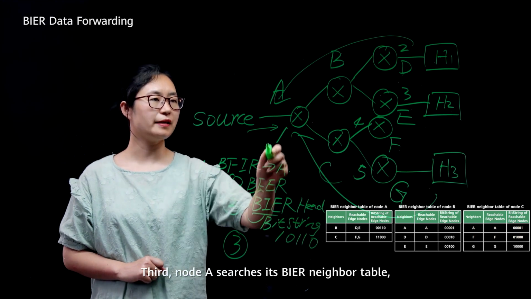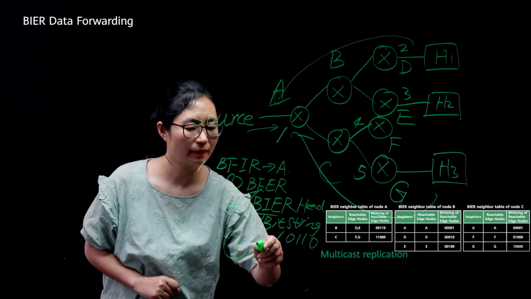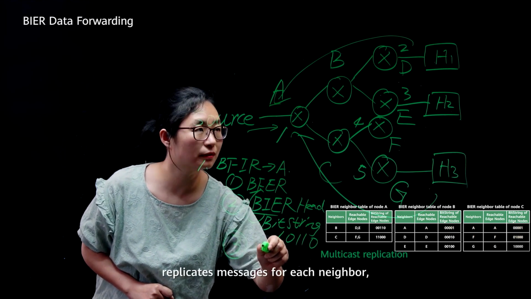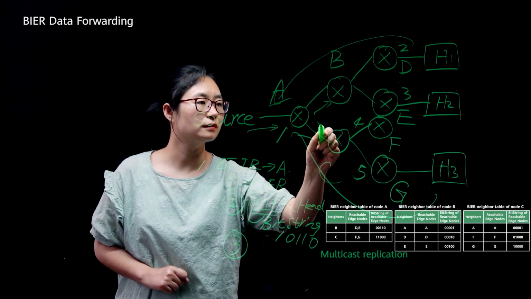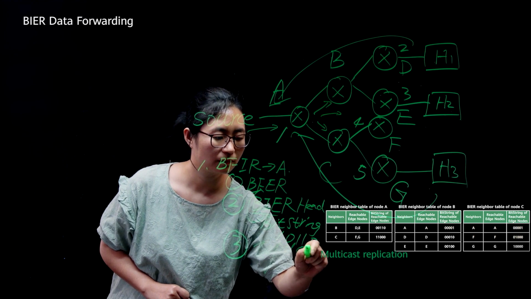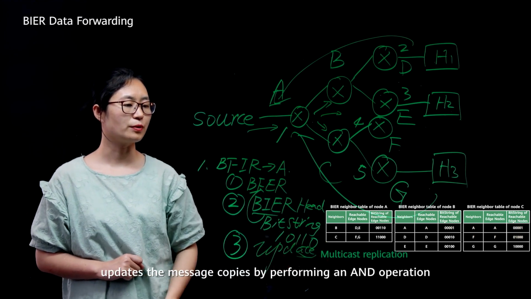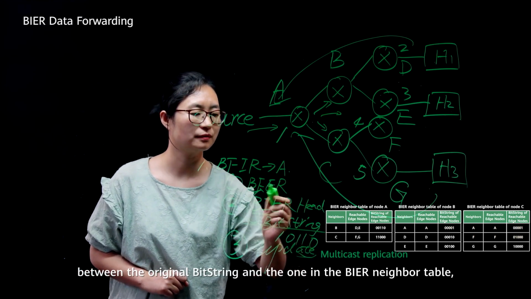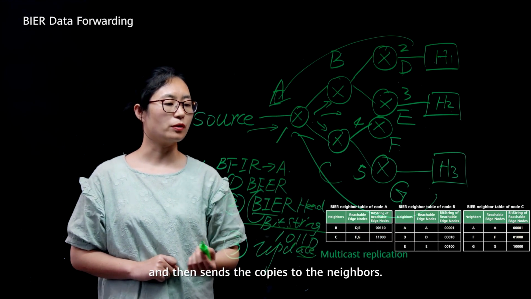Third, node A searches its BIER neighbor table, replicates messages for each neighbor, updates the message copies by performing an AND operation between the original bit string and the one in the BIER neighbor table, and then sends the copies to the neighbors.